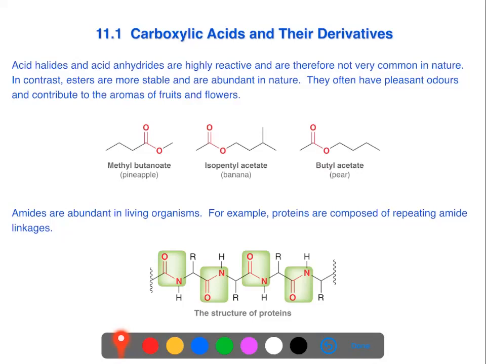Now, amides are very important to living organisms because they represent the backbone of our protein structures. So proteins are composed of these repeating amide linkages. And if you're taking Biochem 220 or Plan 2 in the future, you'll encounter this quite often.